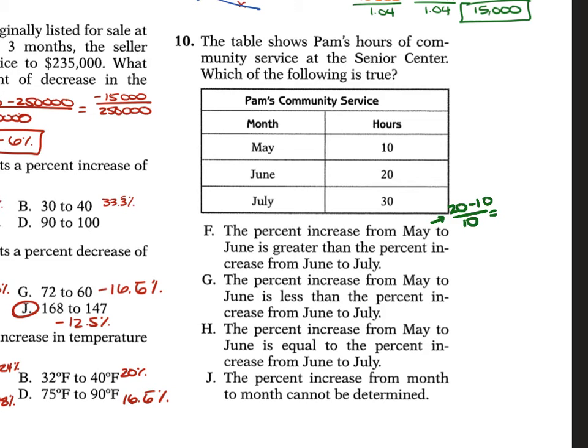Which is 1. So that's 100%. And then from June to July, that's 30 minus 20 over 20, which is 10 over 20. That's 50%. The percent of increase from May to June is greater than the percent of increase from June to July. That is correct.